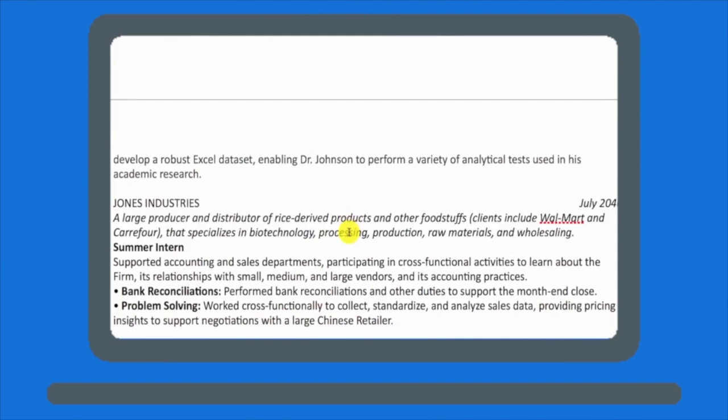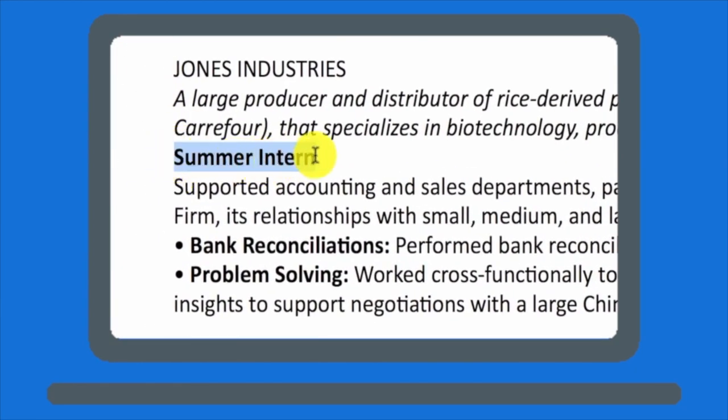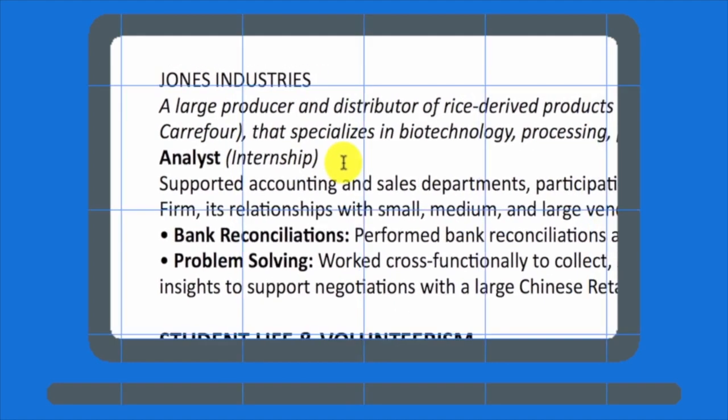So then the third thing we're going to do is make sure that Sam is using solid titles that are going to help him beat the robots. For example, you see that Sam has an internship listed here. So we're just going to change the title on that internship to something that's solid, standard, and more recognizable by the robots.